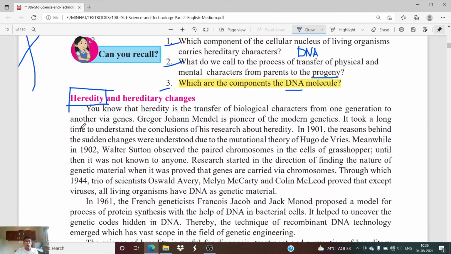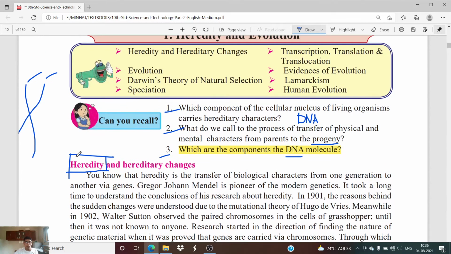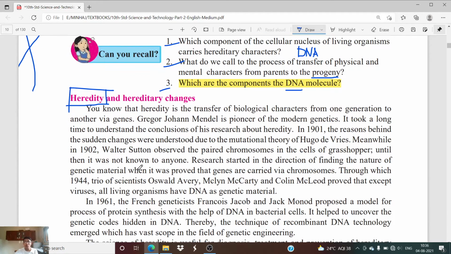Now we will see heredity and hereditary changes. What is heredity? We are going to discuss this in this lecture. You know that heredity is the transfer of biological characters from one generation to another via genes. This is the definition of heredity. Remember this.